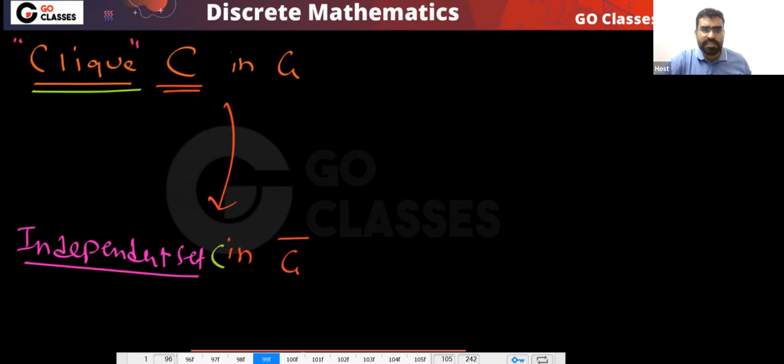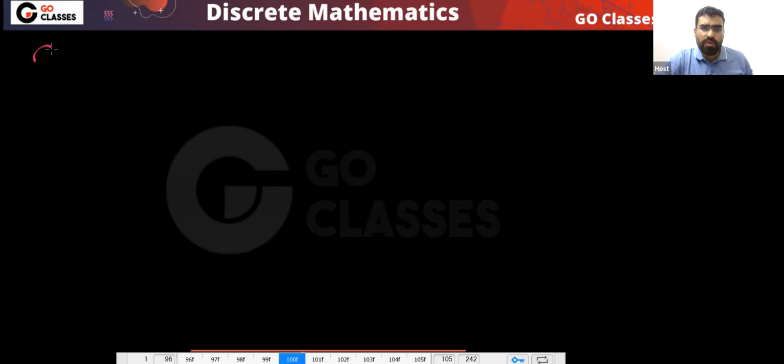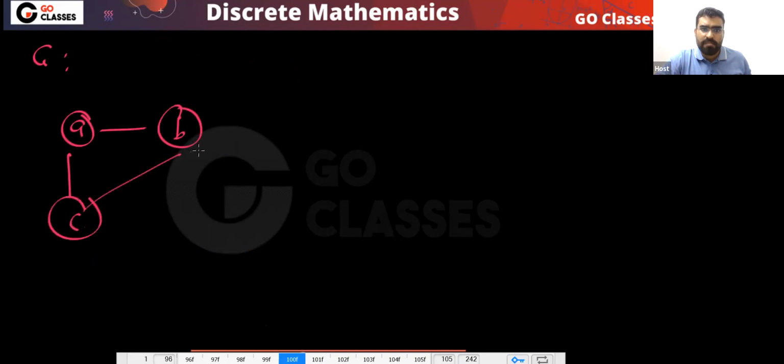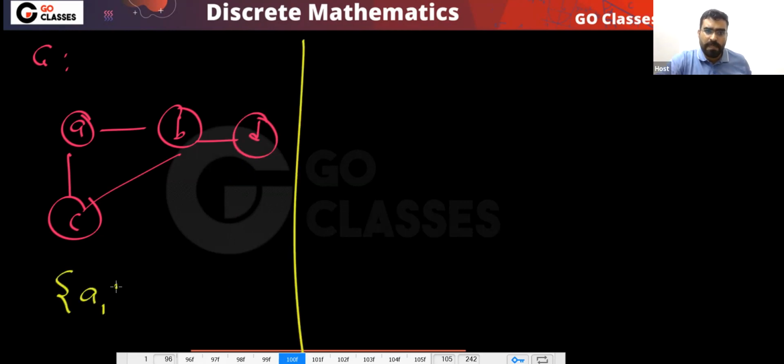Why? Because it is a clique in G. Okay, you have this graph G. Let's assume A, B, C. This is your graph. You can notice that in this graph, A, B, C is a clique.